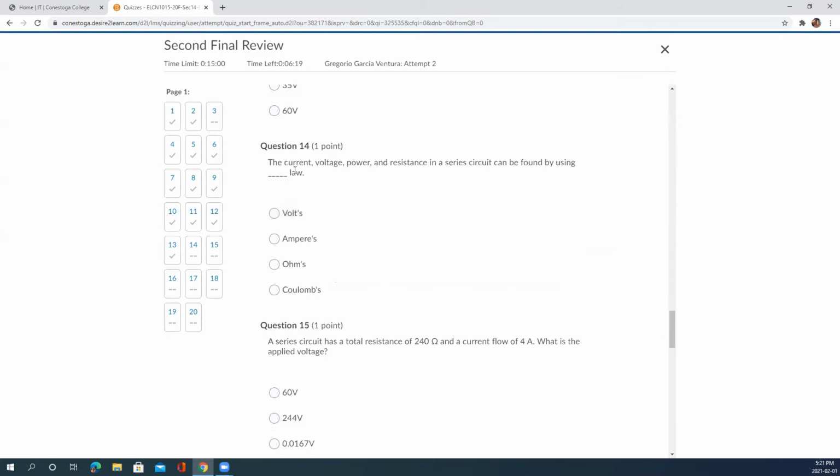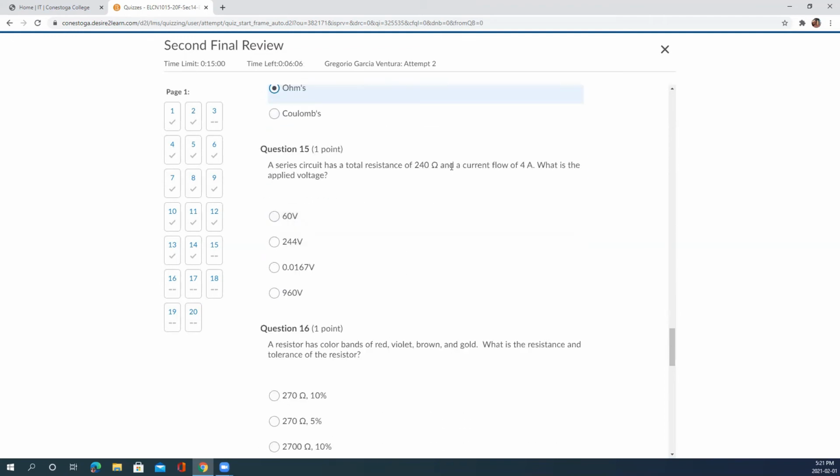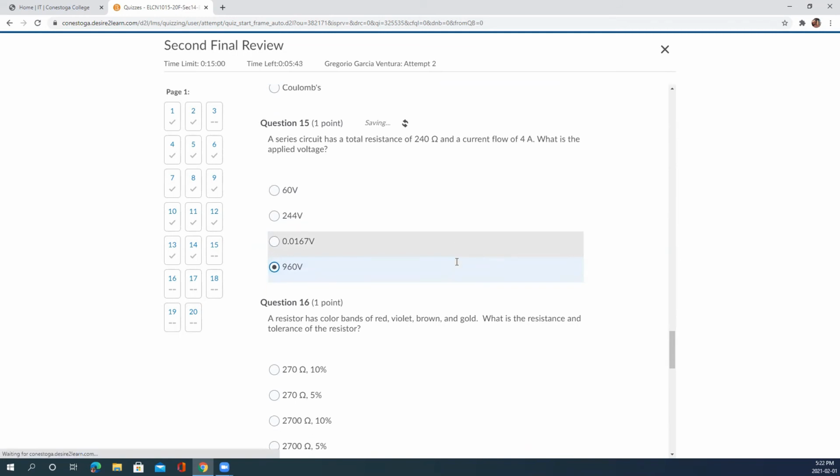In question number 14, the current, voltage, power, and resistance in a series circuit can be found by using Ohm's law. A series circuit has a total resistance of 240 ohms and a current flow of 4 amps. What is the applied voltage? So in this instance, we can see that we are going to have to apply Ohm's law once more. So having 240 ohms and 4 amps, we are going to multiply the 240 ohms times the 4 amps, and that's going to give us 960 volts.